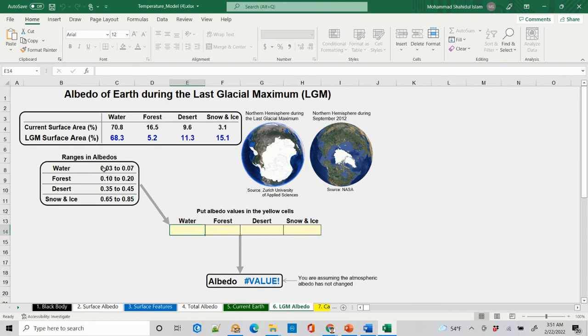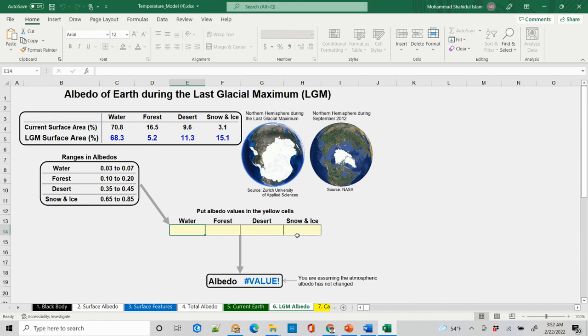You can use the minimum number, you can use the maximum number, but I would rather prefer you to put the average number in here. So for water, I will probably put 0.05, that is in between these two numbers, 0.03 and 0.07. For forest, I will put 0.15, that is between these here. For desert, I will put 0.40 in here, and for snow and ice, I will probably put 0.75. So it's up to you, but this is how I would have done that.